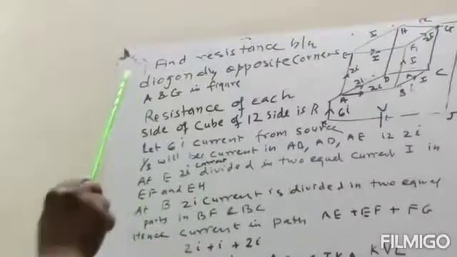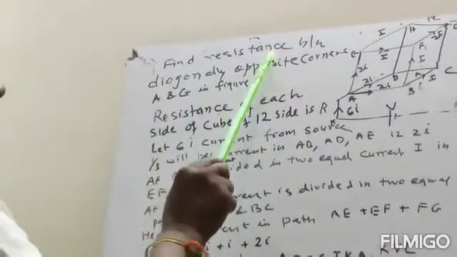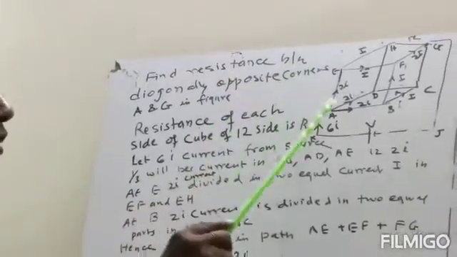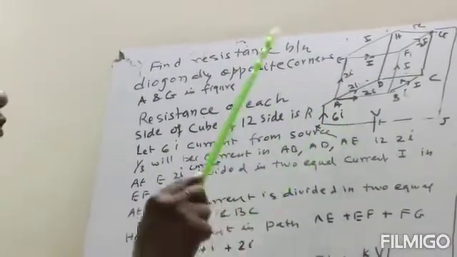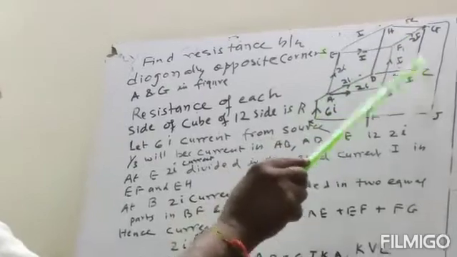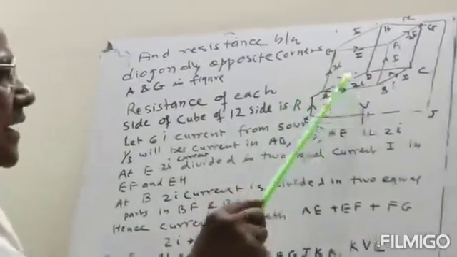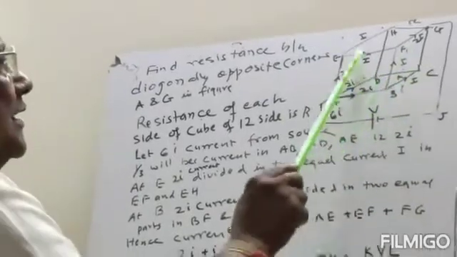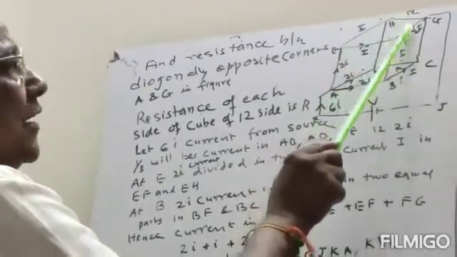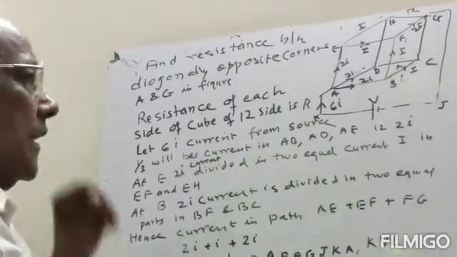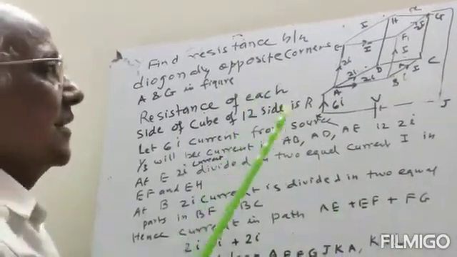Find the resistance between diagonally opposite corners of a cube whose each side is of the resistance R. So there are one side, second side, third, fourth, fifth, sixth, 7, 8, 9, 10, 11, 12. 12 sides are there, and each side is of the resistance R.